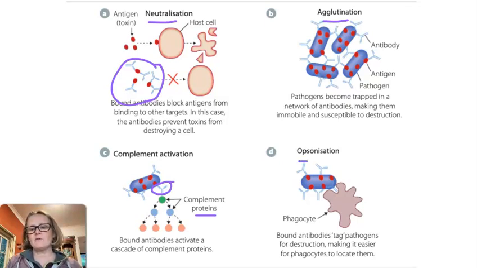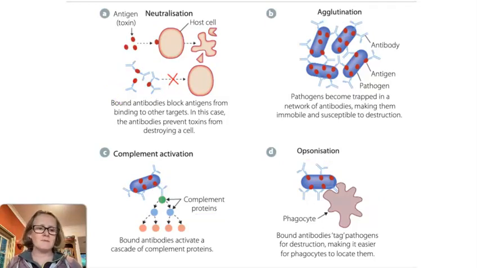And then there's this final thing called opsonization. What that really means is to make the bacteria incredibly tasty to phagocytes. So you can see this macrophage here is wanting to eat that bacteria more so because it's coated in antibodies. So those are the things that antibodies can do.